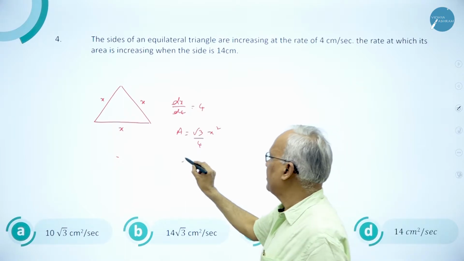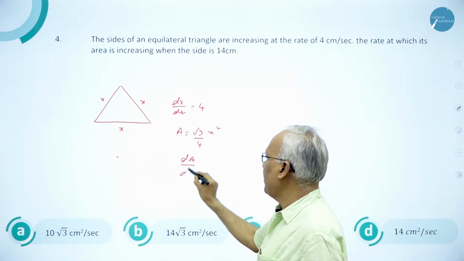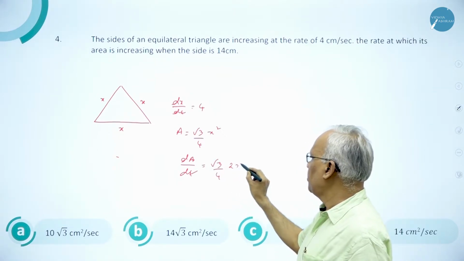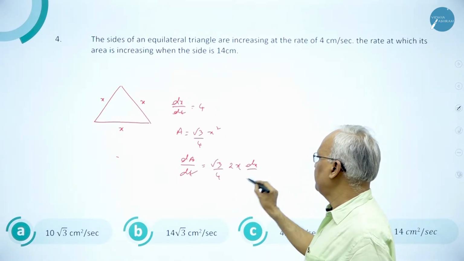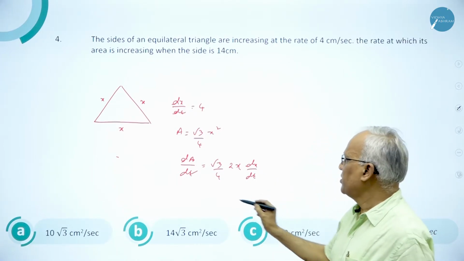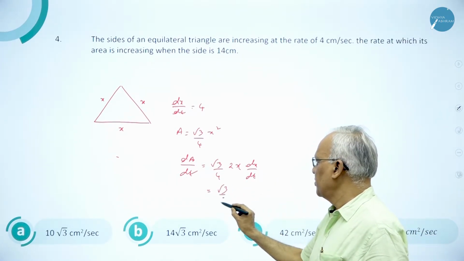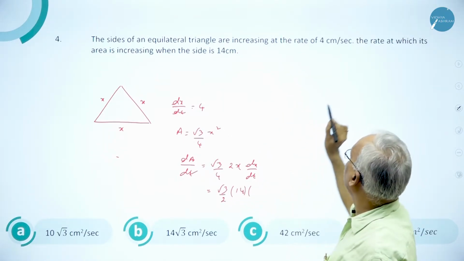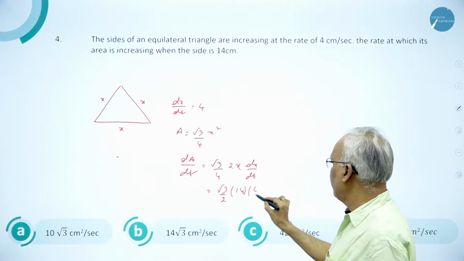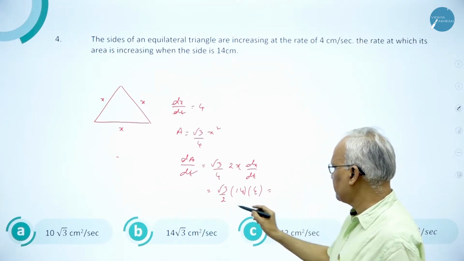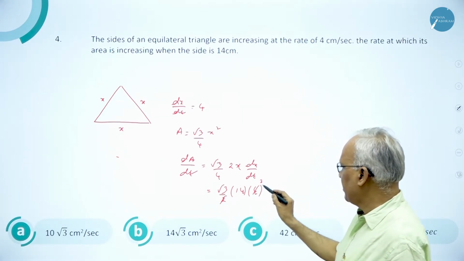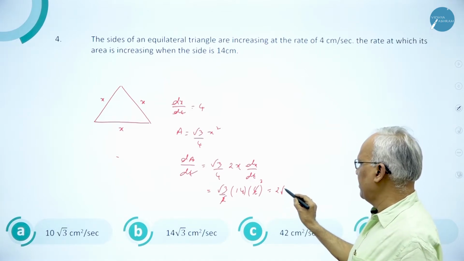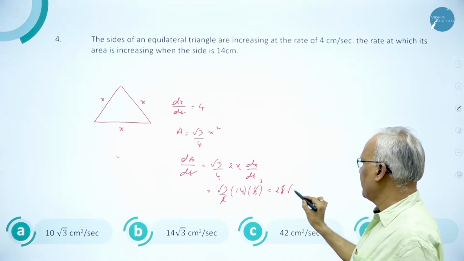Now, differentiate. You get dA by dt is equal to root 3 by 4 into 2x into dx by dt, by applying chain rule, which is equal to root 3 by 2 into x, which is 14, into dx by dt, which is 4. Therefore, this is equal to 2 times 14, that is 28 root 3. 28 root 3 is the answer.